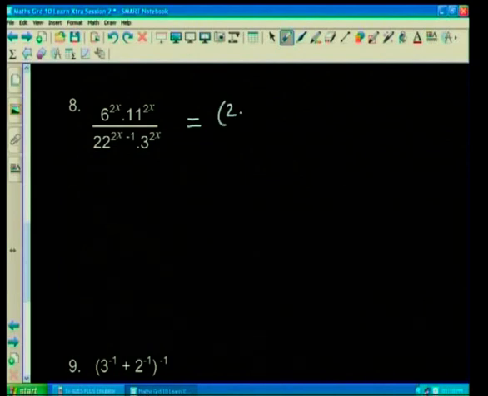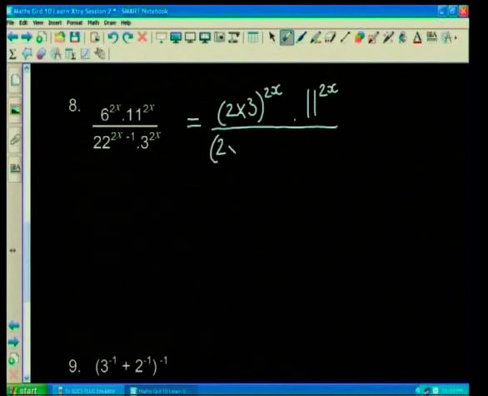Now you can either do a dot for times, or you can do the times sign. I'm going to change it to a times because sometimes a dot is mistaken for a decimal point. We then have to the power of 2x times by, is there anything we can do with 11? No, so we're going to keep it as 11 to the power of 2x.